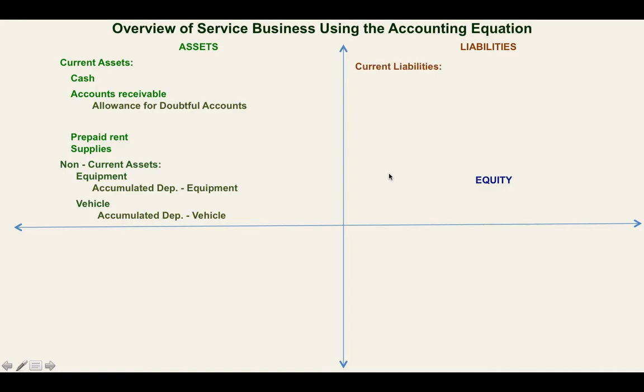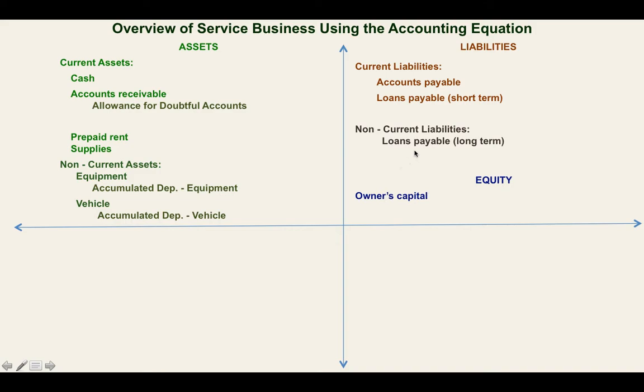And for liabilities, we have learned current liabilities and non-current liabilities. An example of current liabilities is accounts payable and then loans payable short term. We have learned that current liabilities are those liabilities that will be paid within 1 year. And non-current liabilities are liabilities that will be paid in more than 1 year. And in our equity, we have the owner's capital and owner's drawing, the contra account of owner's capital.